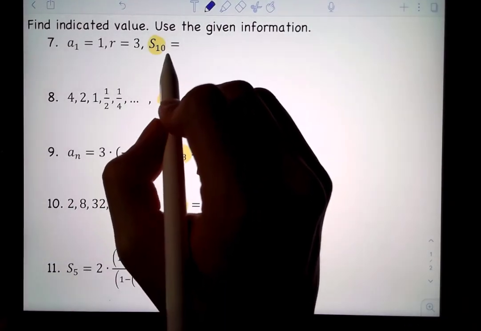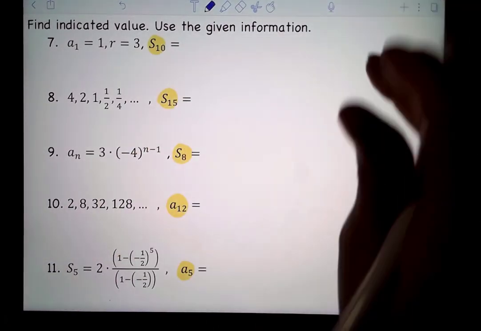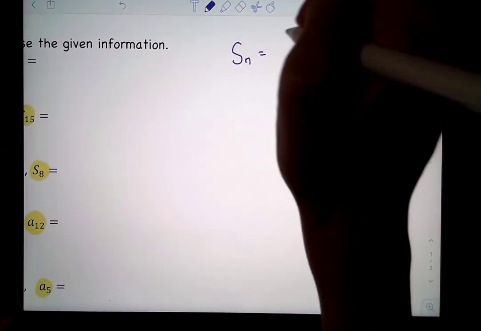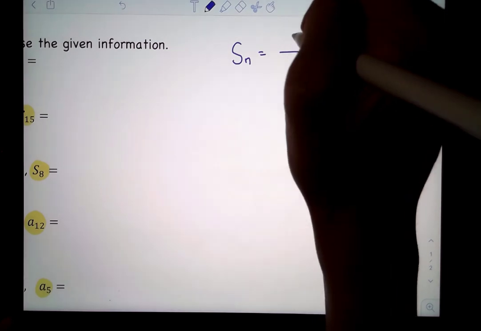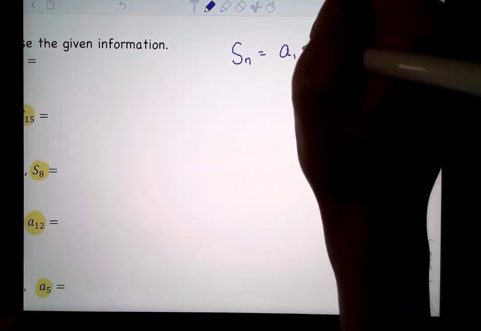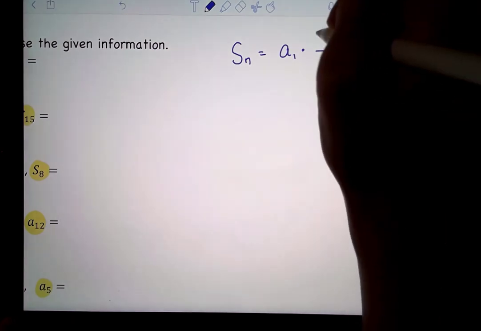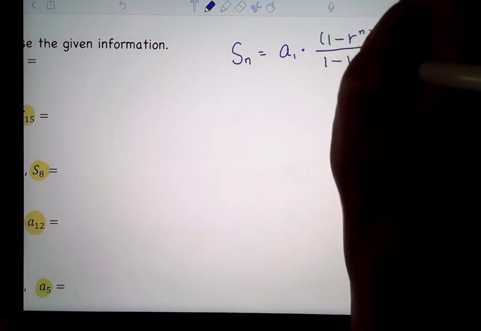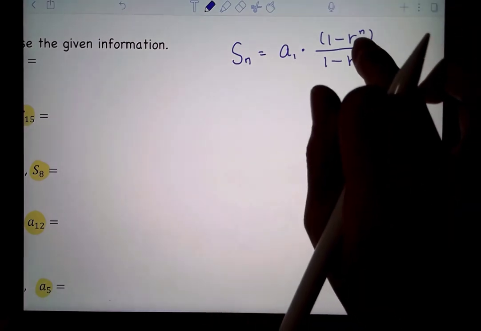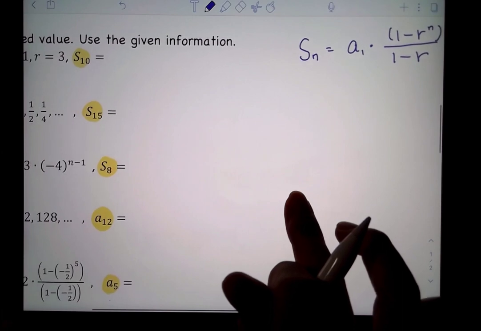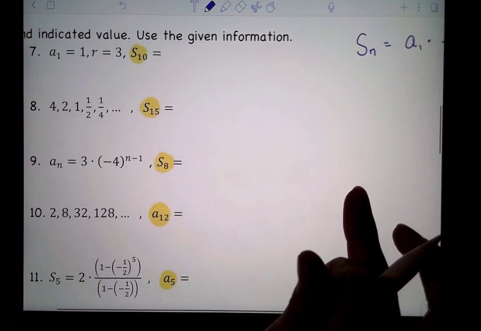So S10, then the sum formula. Let's write the sum formula, guys. So the sum is A1 times 1 minus r to the n power over 1 minus r. Make sure that's not n minus 1, that's n. Okay, so this is my formula. So I will put it into my formula.